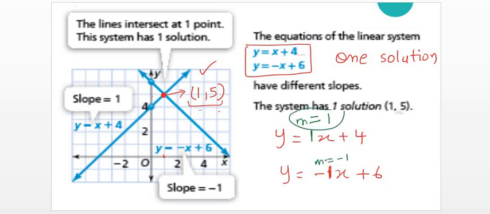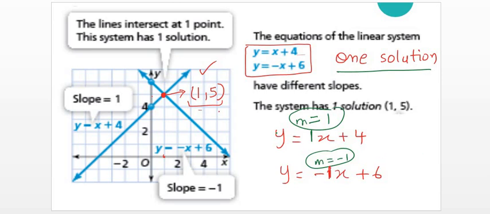Whenever we have different slopes of the equations, it means that the system will have a unique solution. Clear? There will be only one possible solution for such a situation. So if you have different slopes, there is only one solution.